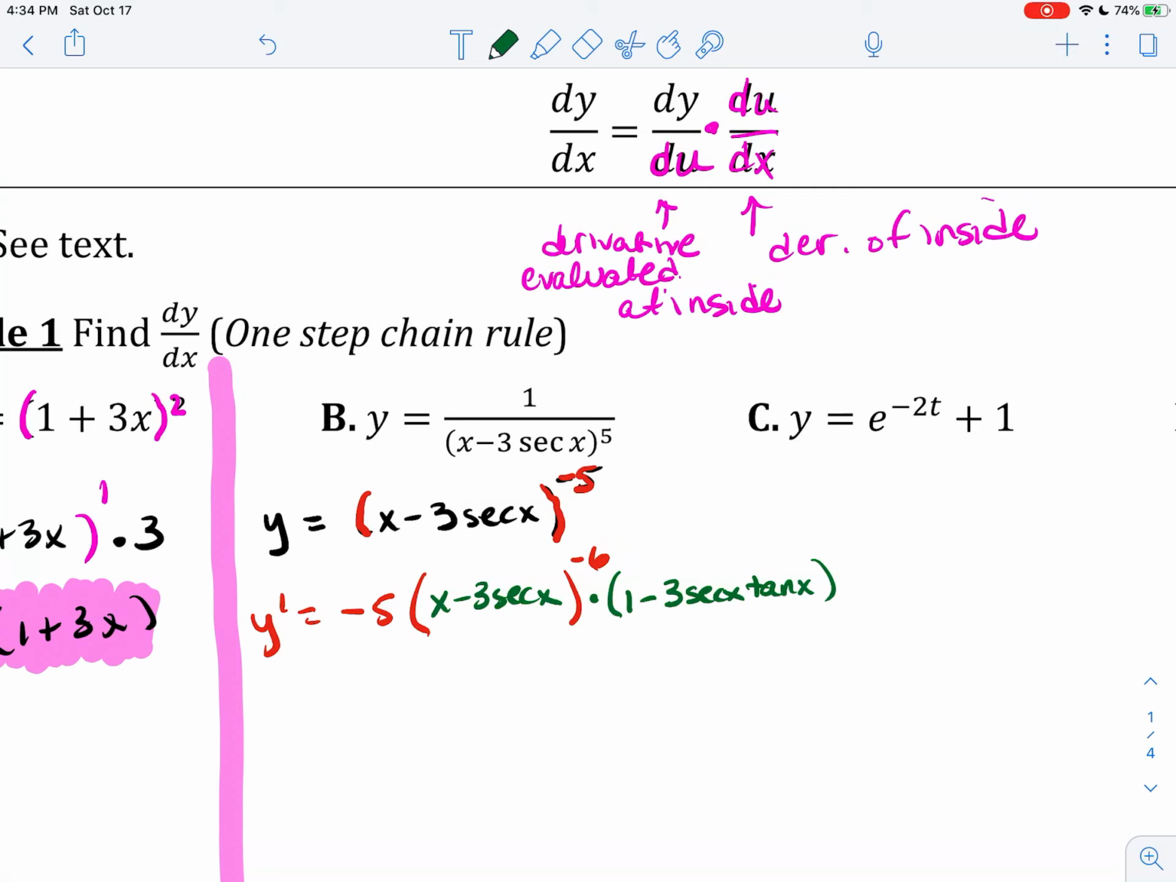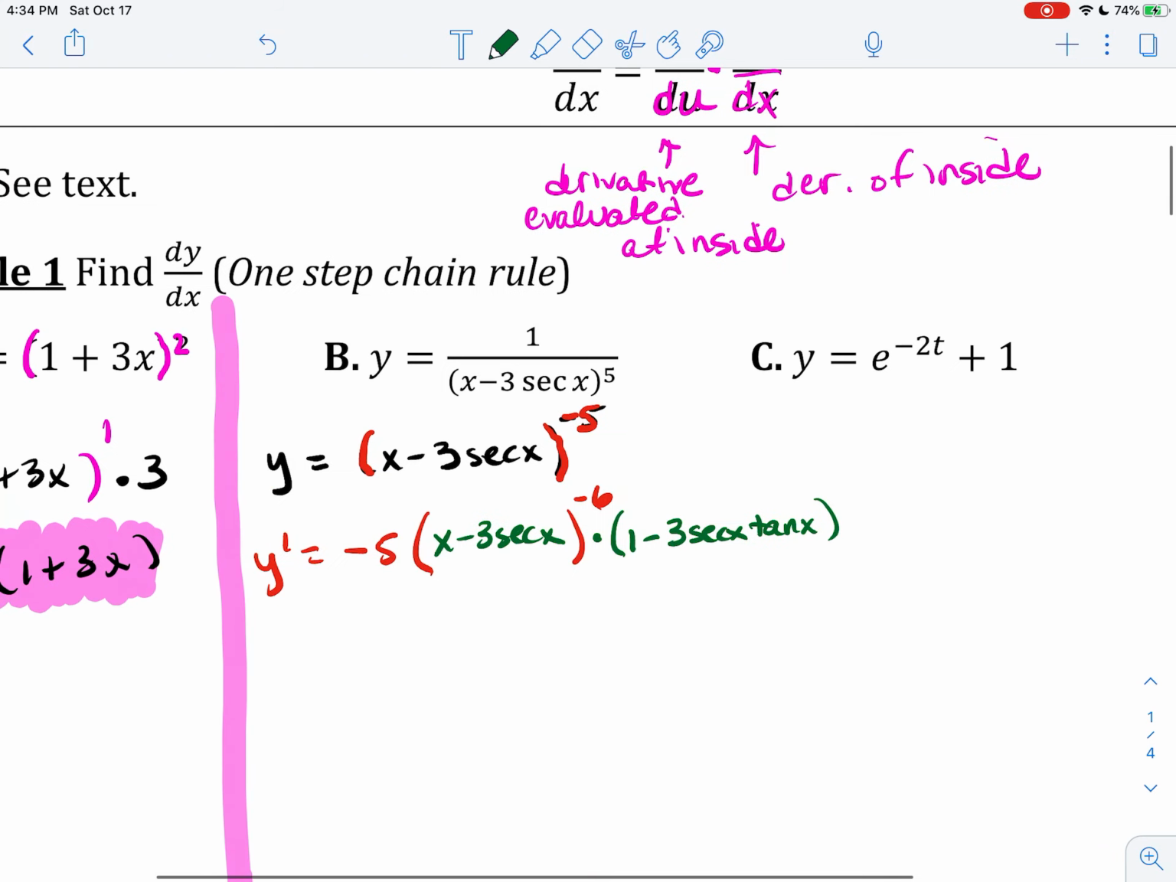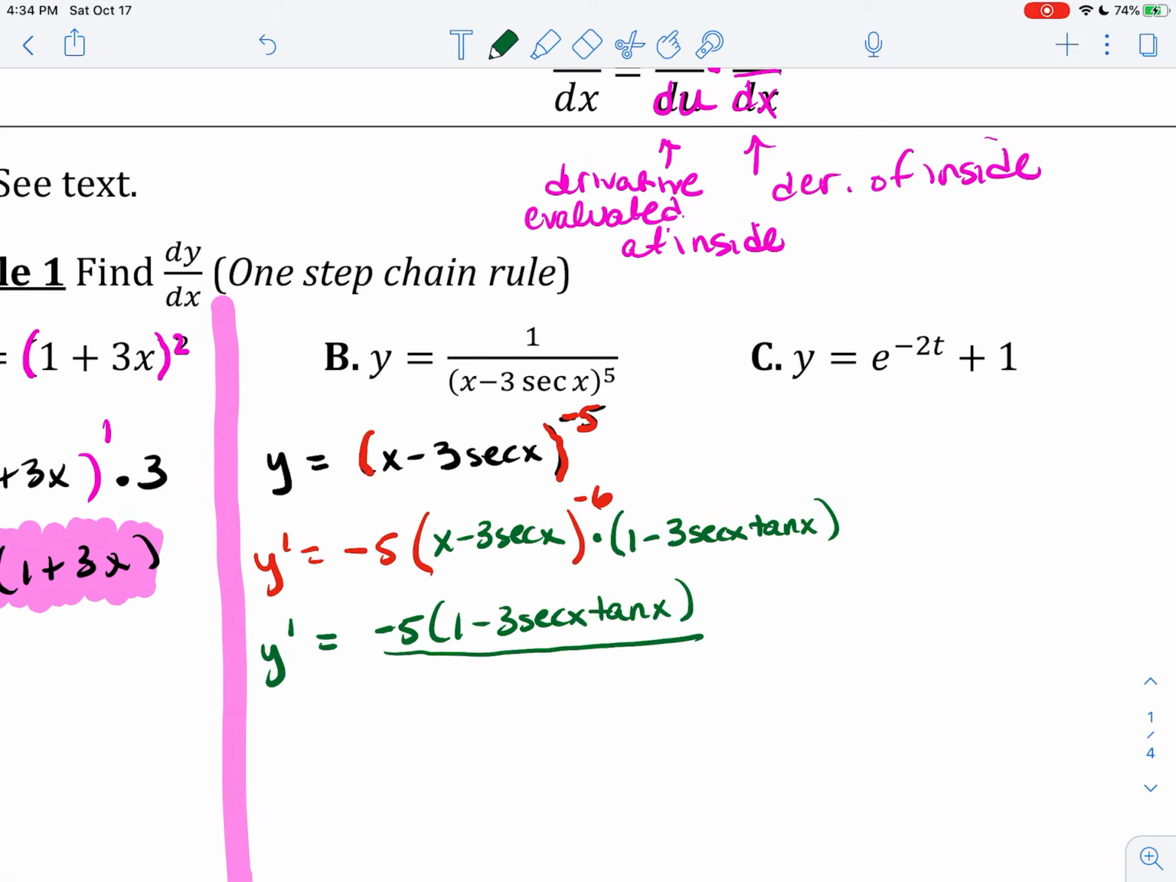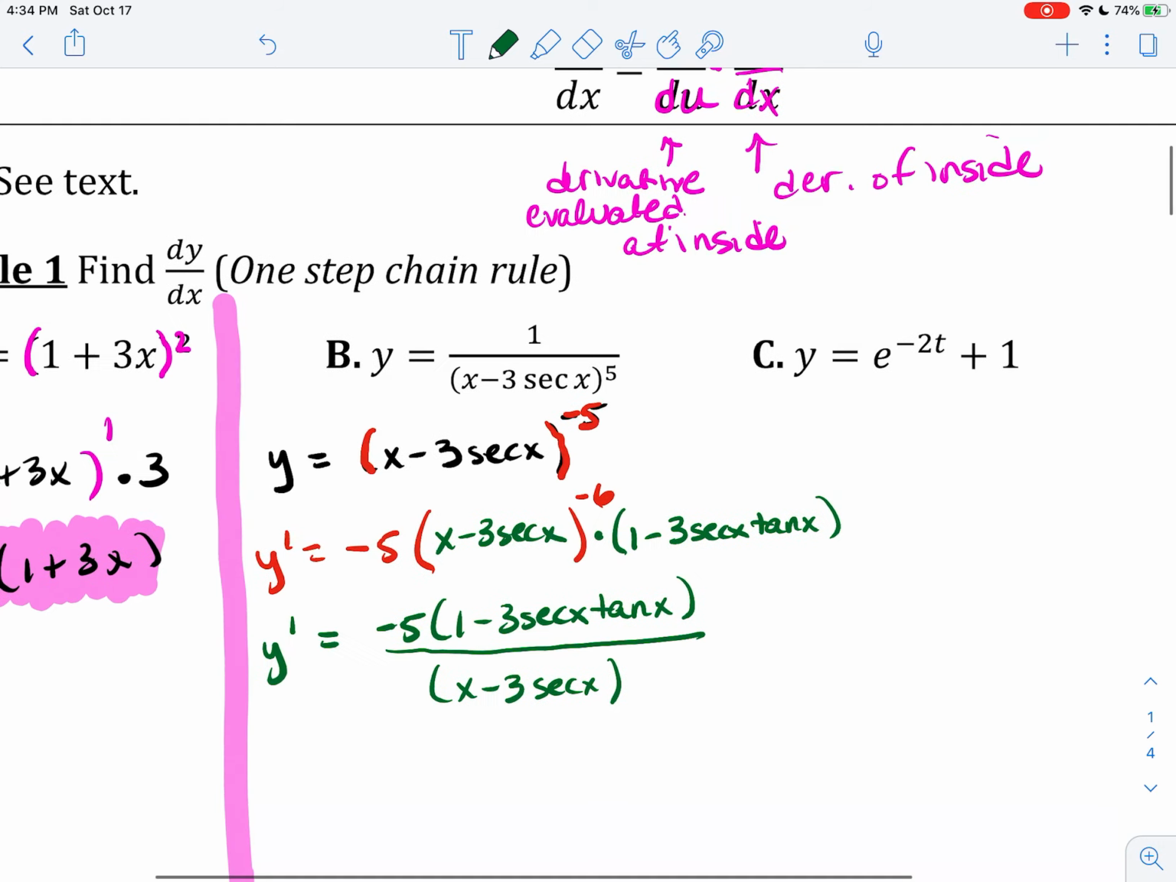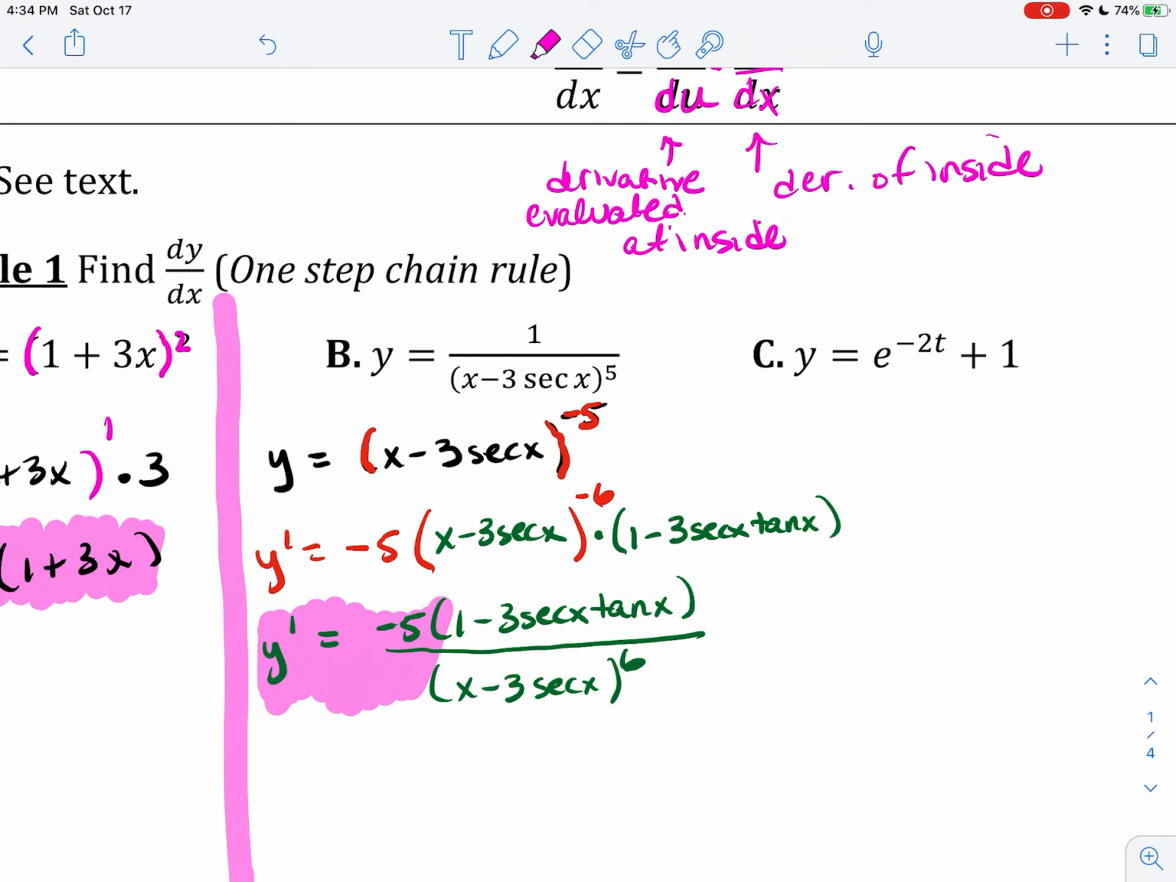So now cleaning things up, I'm going to take my negative exponent and put it back into the denominator, and I'm going to rewrite this as minus 5 times (1 minus 3 secant x tangent x) all over (x minus 3 secant x) to the 6th power. Good. And in this third example, I will write a little divider here.